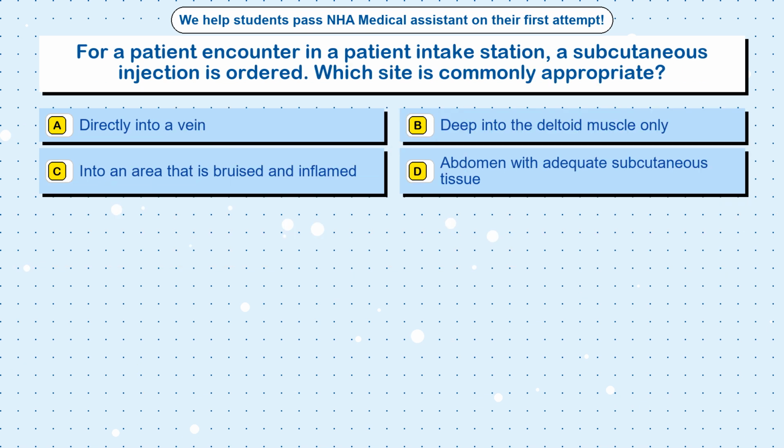Question 52. For a patient encounter in a patient intake station, a subcutaneous injection is ordered. Which site is commonly appropriate? Option A, directly into a vein. Option B, deep into the deltoid muscle only. Option C, into an area that is bruised and inflamed. Option D, abdomen with adequate subcutaneous tissue.